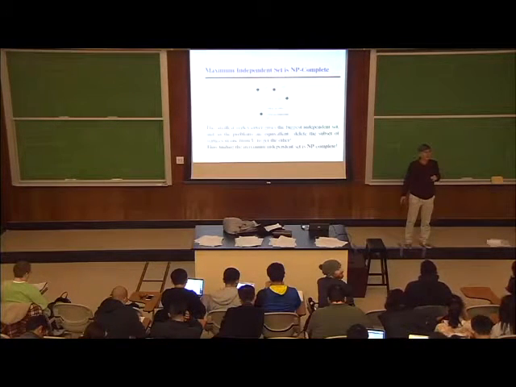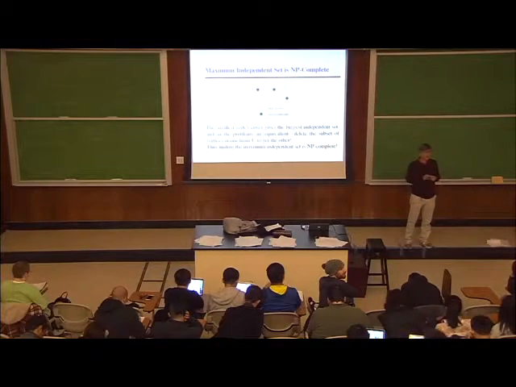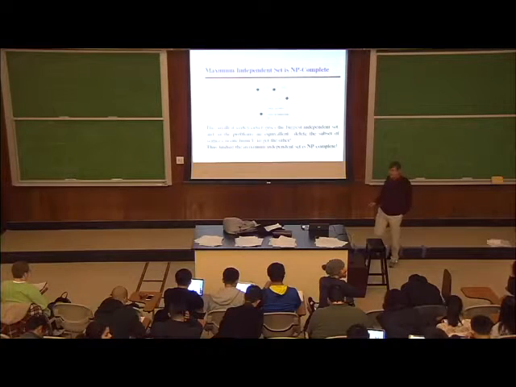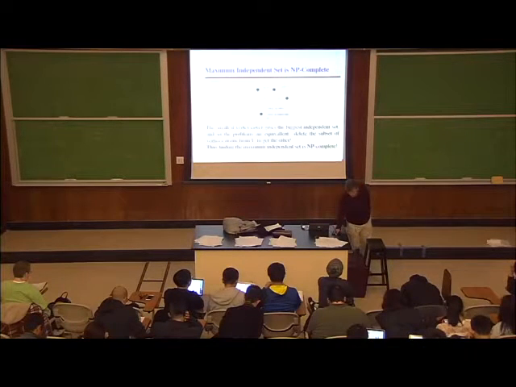Yes? Is there a way to prove that a fast solution to a problem doesn't exist without assuming that a fast solution to another problem doesn't exist? So you're asking, is there another way to prove things that are hard?